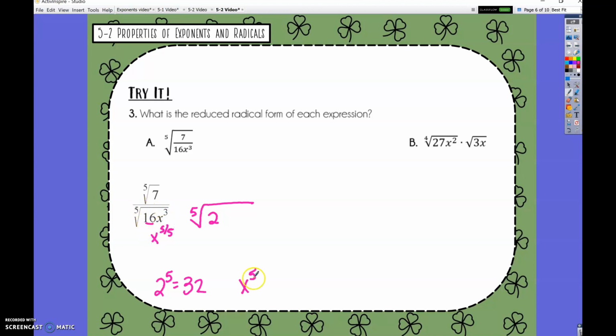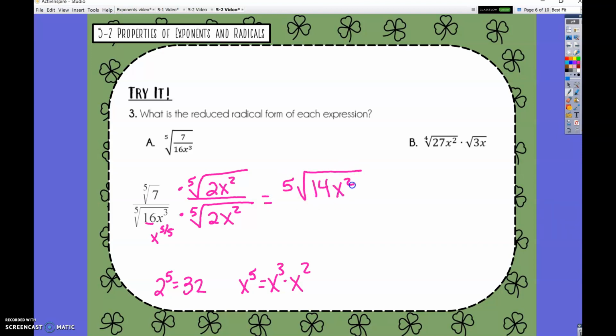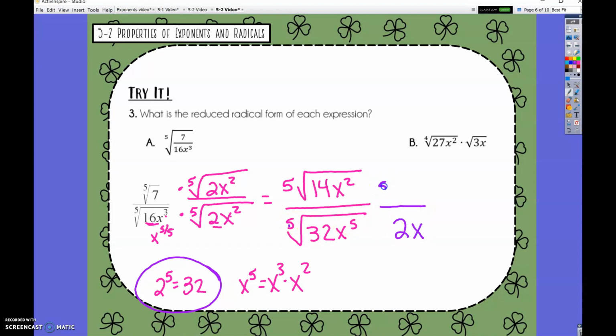That would reduce nicely. So to get x to the 5th, I can have x to the 3rd, but I need x squared then also, so I'll put x squared. Whatever you multiply the denominator by, you need to multiply the numerator by. So I would have the 5th root of 14x squared all over the 5th root of 32, because that's 16 times 2, and x to the 3 and x squared makes x to the 5th. I actually have now a 5th root of 32. We know that is 2. And the 5th root of x to the 5th is x, and we leave our numerator the same.